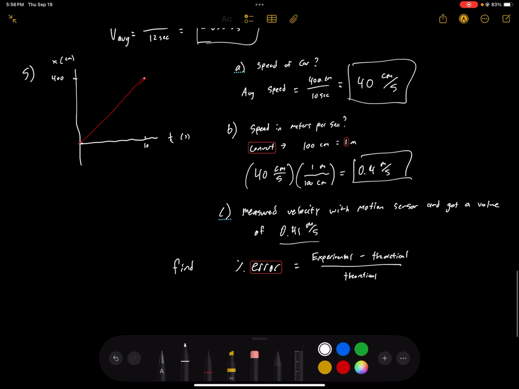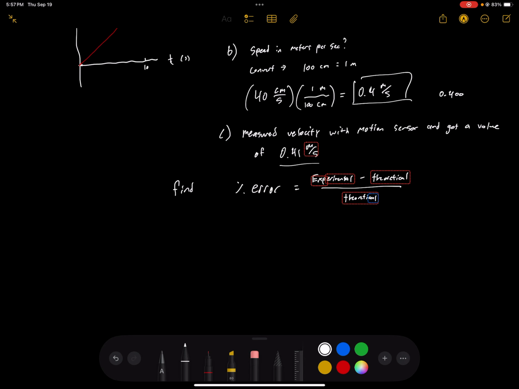Let's say the velocity of the car should be 0.4 meters per second. That's how it's calibrated. That's how it's all set up. We measured multiple data points and we got this best fit line. We got a slope of, let's say, 0.400. We're dead on 0.4. But the motion sensor says 0.41. So obviously it's off by a little bit, and we need to be able to calculate how much. We did that in the labs. So you need to be able to find the percent error from the experimental value versus the theoretical value. Then you multiply by 100%. That's how you do percent error.